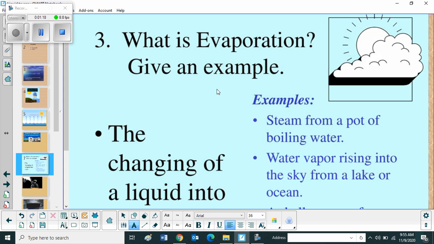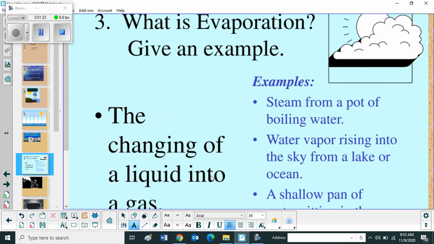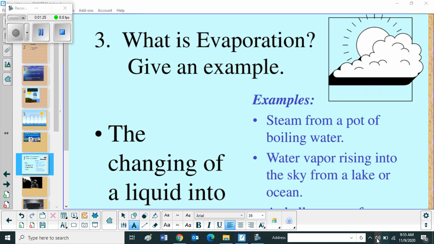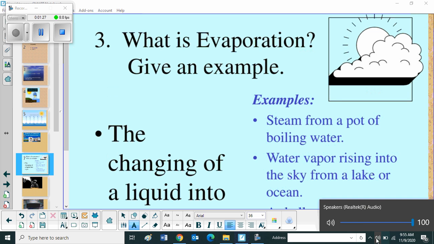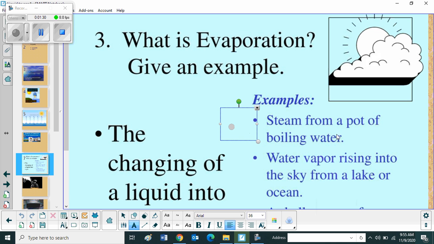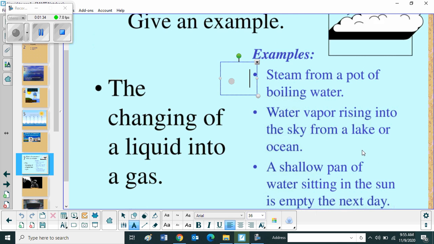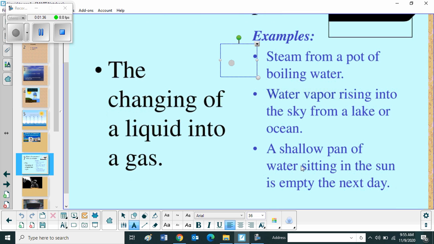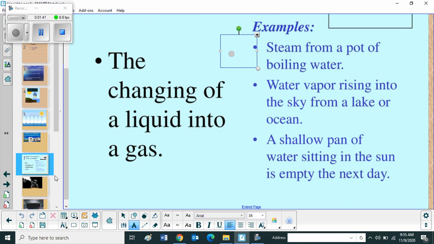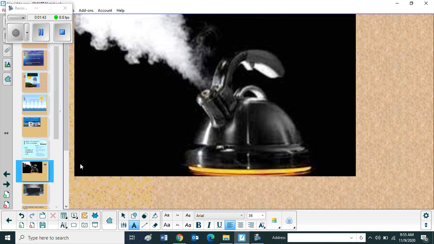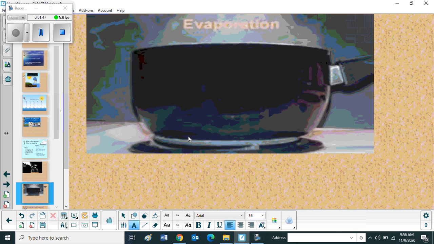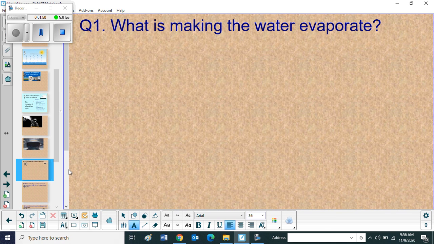What is evaporation? Give an example. The changing of a liquid into a gas, we call it evaporation. Examples: steam from a pot of boiling water, water vapor rising into the sky from a lake or ocean. A shallow pan of water sitting in the sun is empty the next day. This is a picture of evaporation. This is also evaporation.